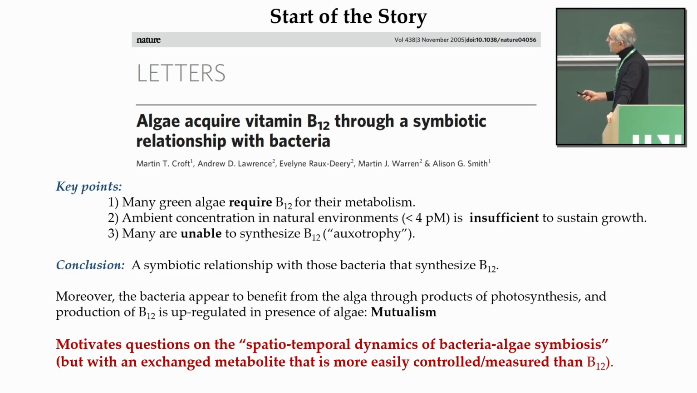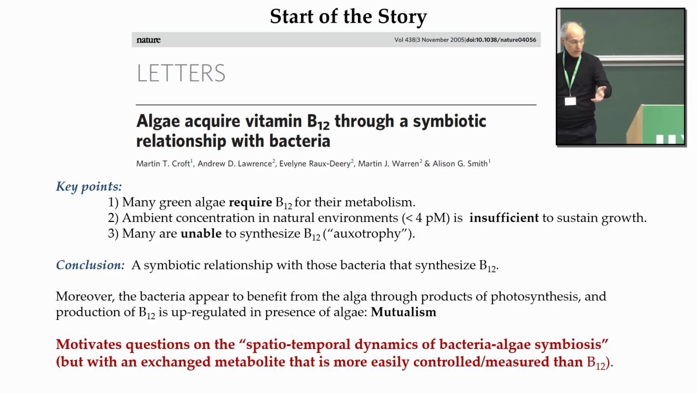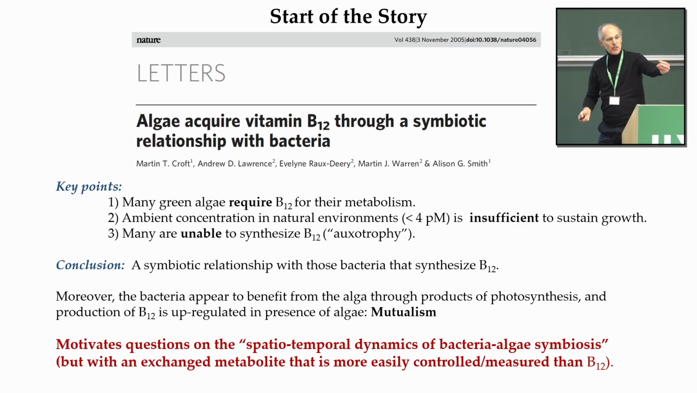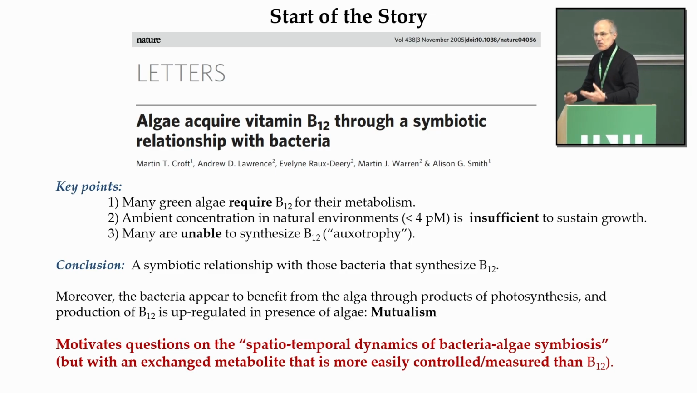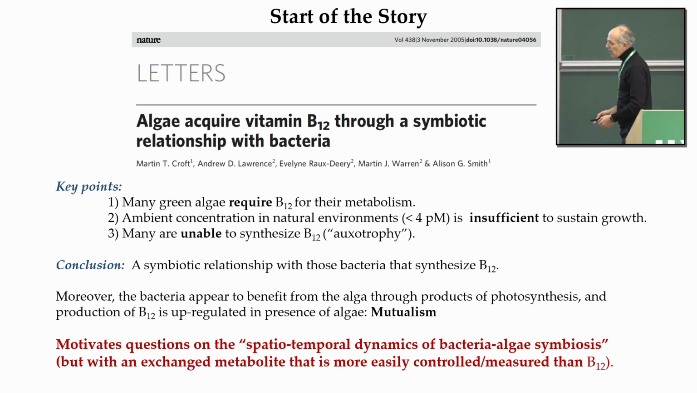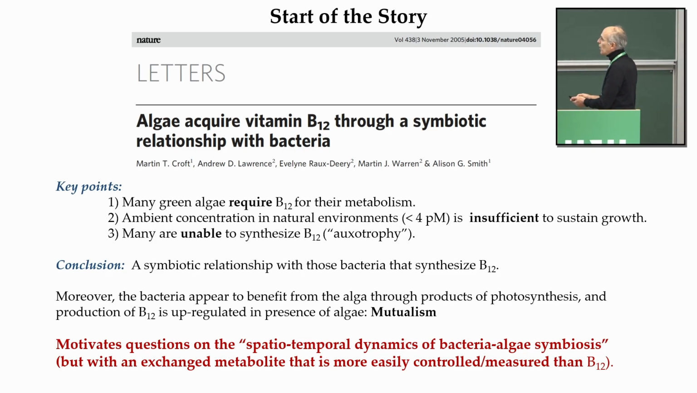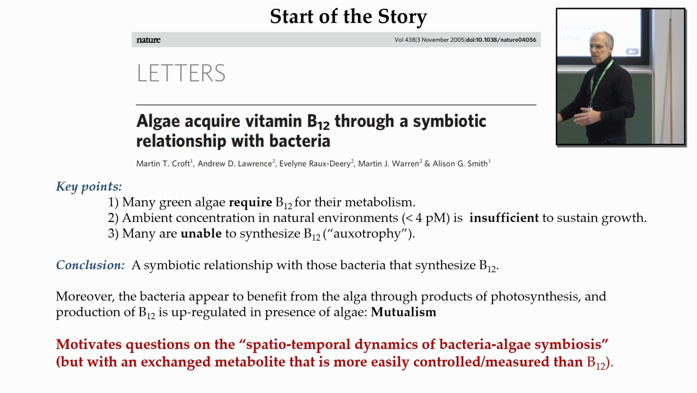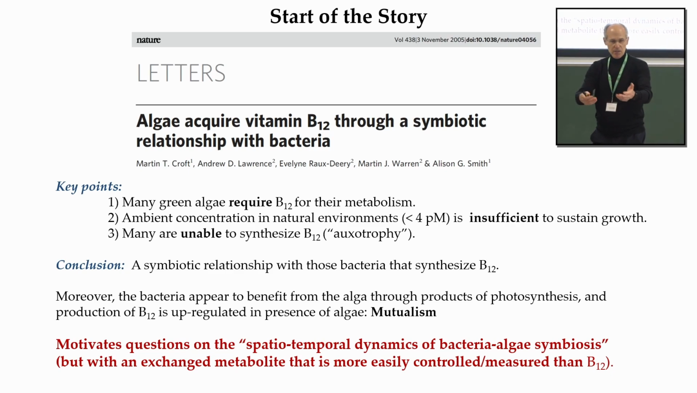And what they discovered was that many algae, which are unable to synthesize vitamin B12 and do depend upon the environment, actually get it because there are bacteria physically associated with them that synthesize the vitamin B12 and give it to them. And they did this by a whole bunch of clever experiments and studies of the existing literature. And the basic point was that the bacteria appear to benefit from the algae through products of photosynthesis, and interestingly, the production of B12 by the bacteria is upregulated in the presence of algae. The algae give off things which stimulate the bacteria to produce B12, and the bacteria then give that to the algae.